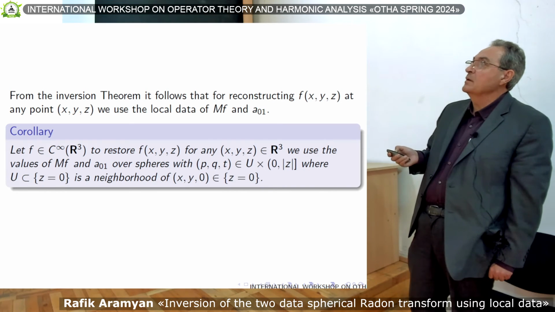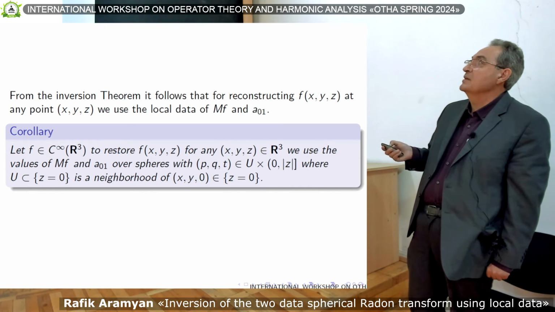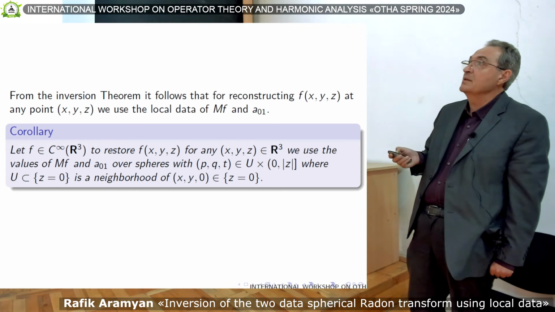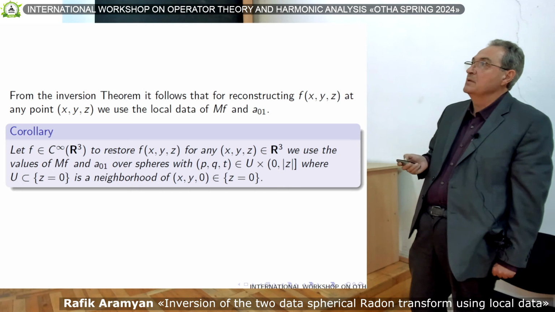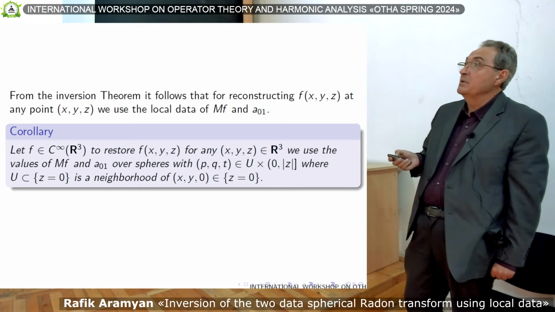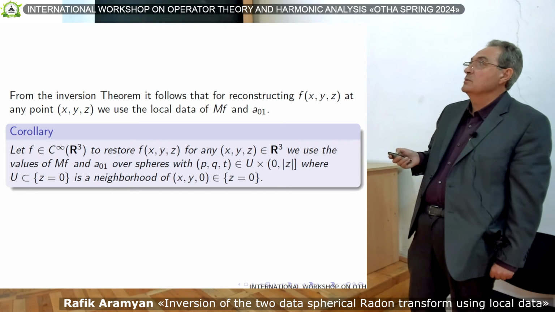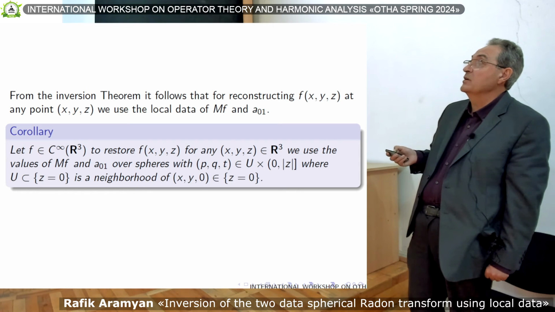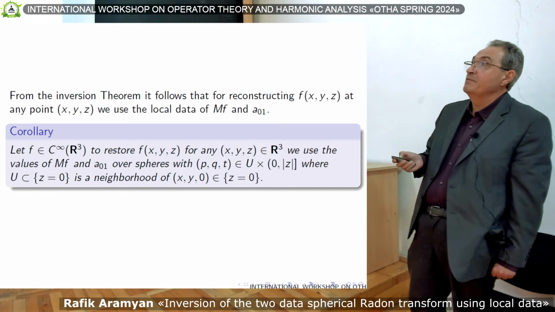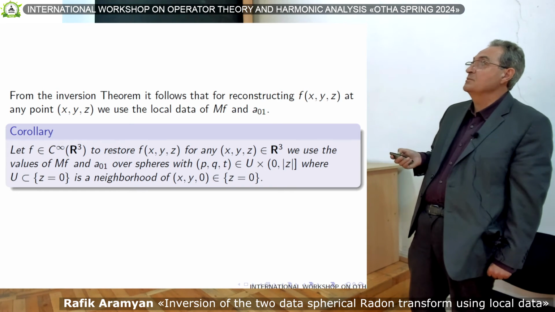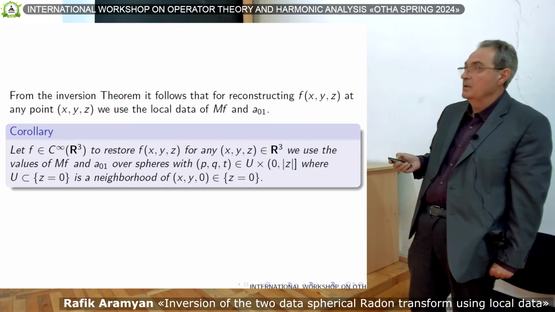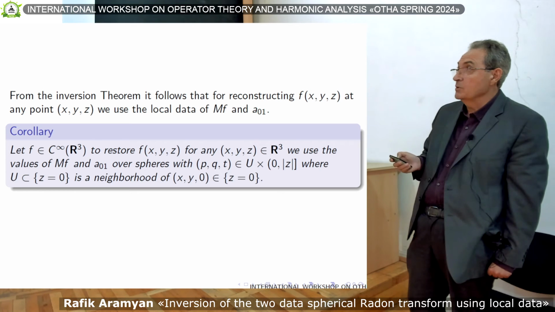From this theorem it follows that for reconstructing f(x,y,z) at any point, we use the local data of M f and a01. So let f be a smooth function. To restore the value of f at the point (x,y,z), we use the values of M f and a01 over spheres with centers (p,q,0) belonging to U, where U is a neighborhood of the projection point of (x,y,z).